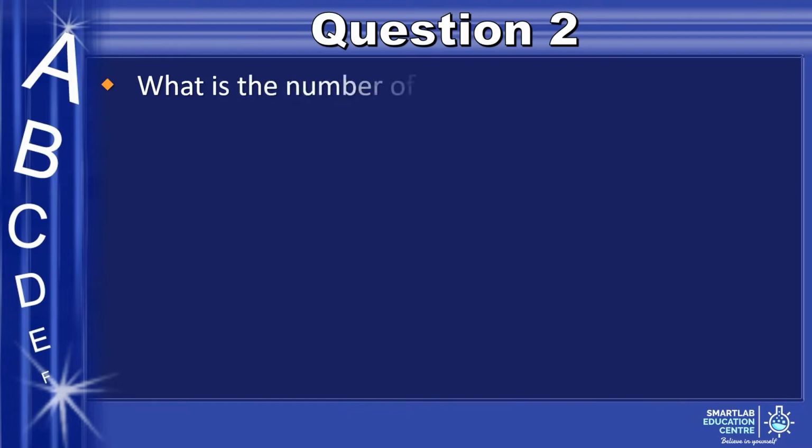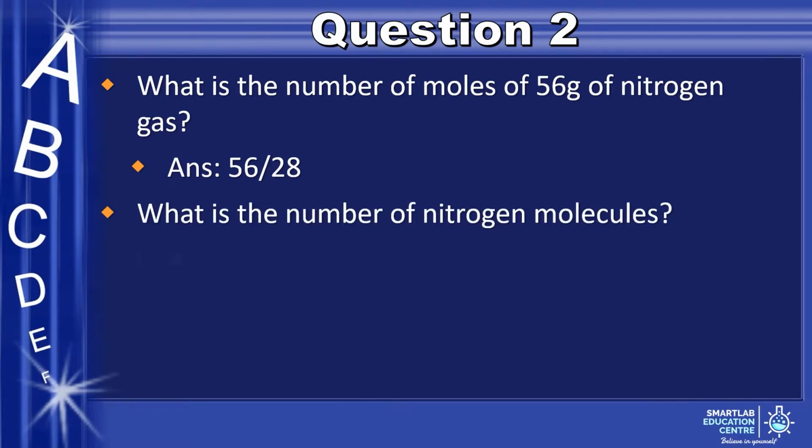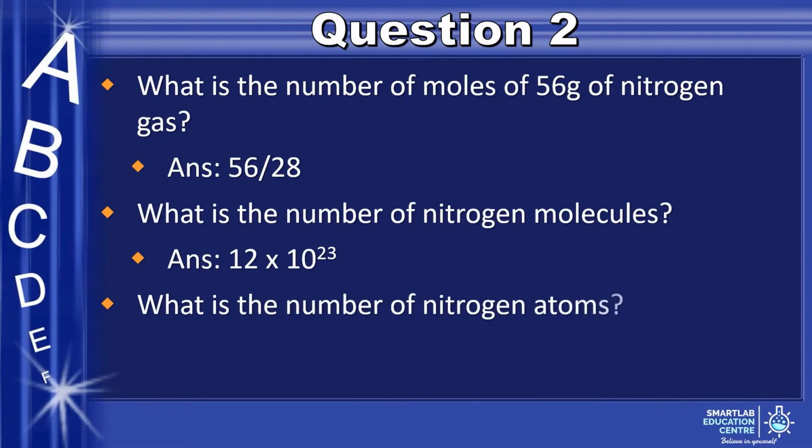The second question is what is the number of moles of 56 grams of nitrogen gas? The answer is 56/28. What is the number of nitrogen molecules? The answer is as seen. What is the number of nitrogen atoms? It will be 24 times 10 to the power of 23.